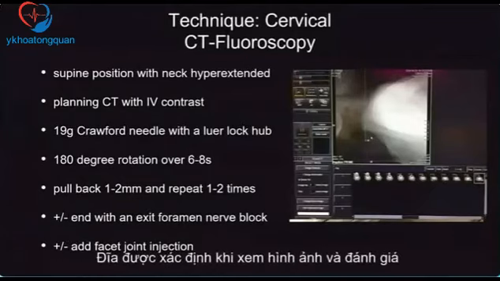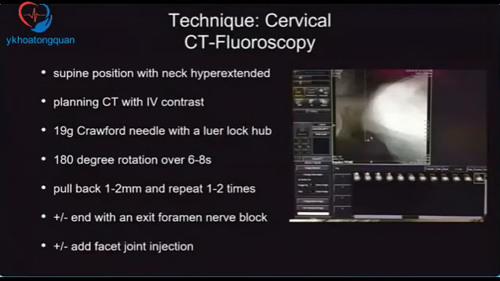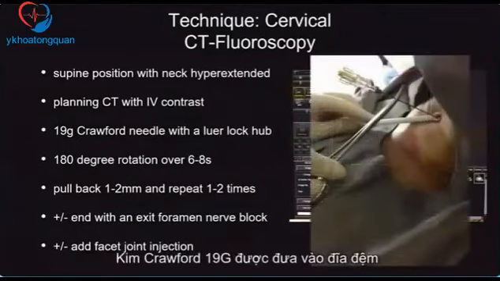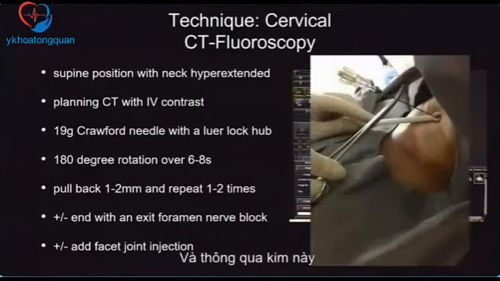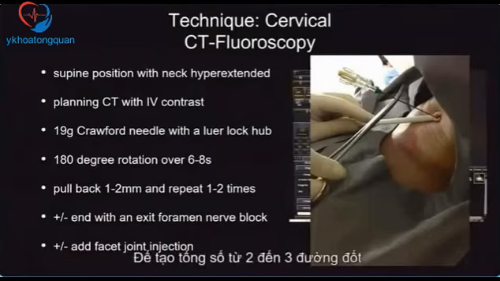The disc is identified upon perusal of the images and counterchecked against the scout film to ensure that the correct disc level is accessed. A 19-gauge Crawford needle is then inserted into the disc, and through this, the Spine Wand electrode is inserted coaxially. Coblation is performed during a 180-degree rotation over 6 to 8 seconds. The needle is then pulled back by 1 to 2 millimeters, and the procedure is repeated another 1 to 2 times to create a total of 2 to 3 ablation tracks.